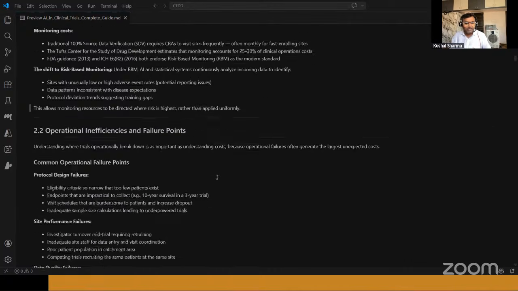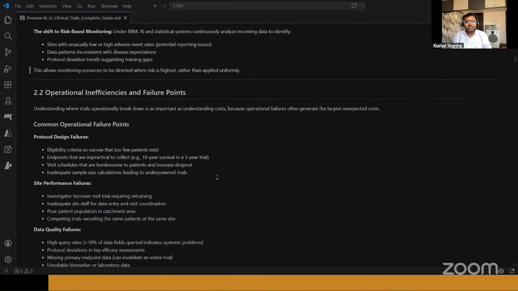Now, the other section, 2.2, is operational inefficiencies and failure points. Understanding where trials operationally break down is as important as understanding the cost, because operational failures often generate the largest unexpected cost. So far, what we were discussing was more on the expected cost. Now, the operational inefficiencies, you can understand with a simple example.